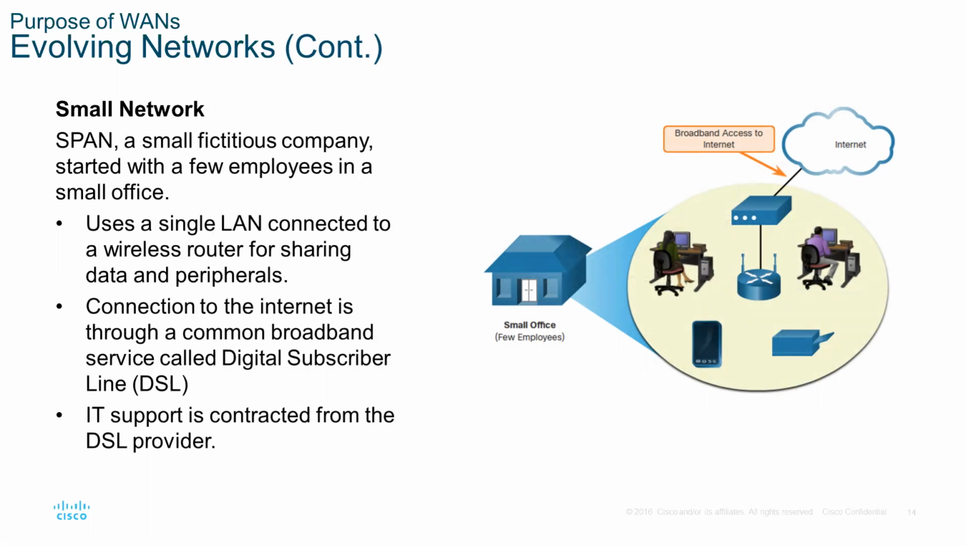So in a small network, we will have a single connection to the outside world, and we could be sharing wireless and switches together using a digital subscriber line to connect to the internet, and we can have support contracted out to our outside provider, such as the service provider of the internet. So depending on the size, that determines how we start out.